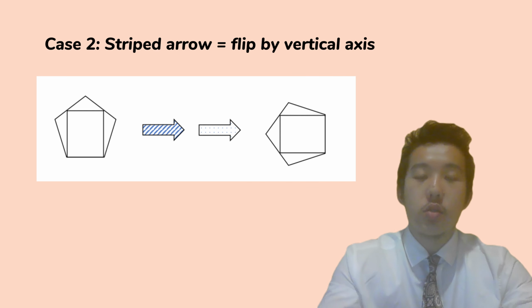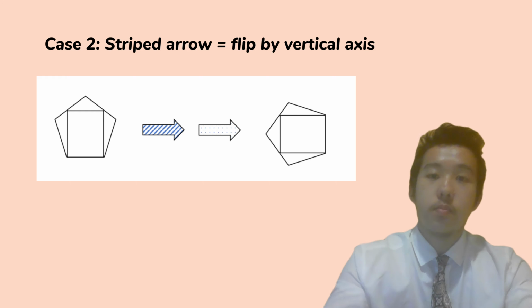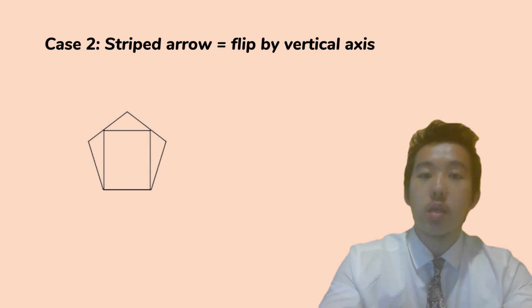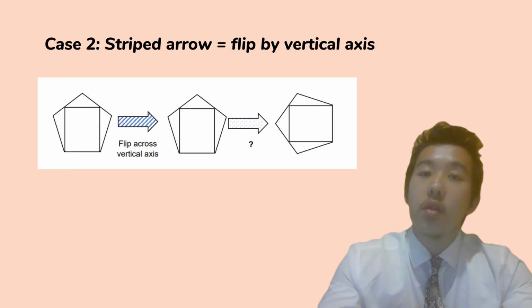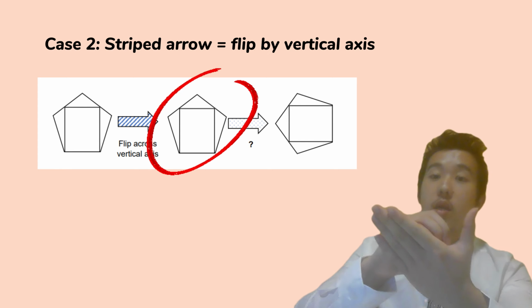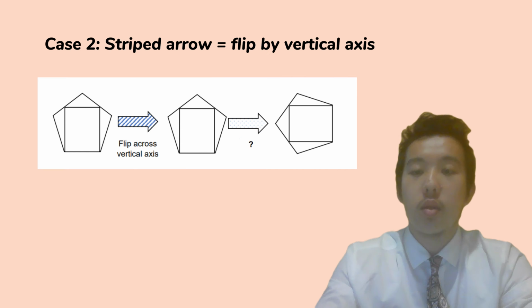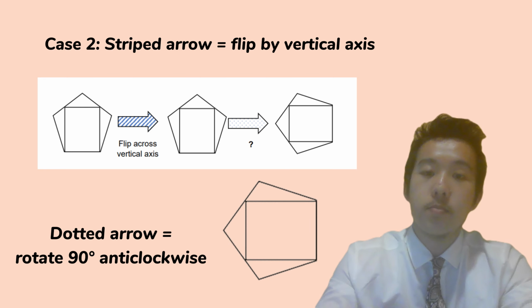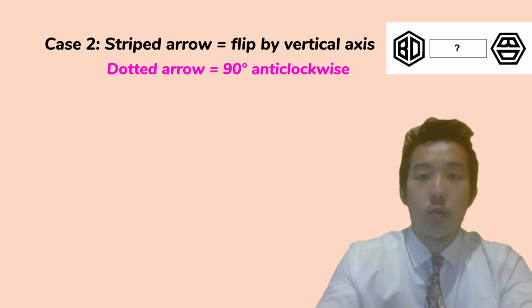We're going to start off case 2 by assuming that the striped arrow means flip across a vertical axis. Now in the third image, a striped arrow is applied first, which flips that design across the vertical axis, as we said. Now after that, the dotted arrow is applied, which takes that middle design all the way to the final design. And it's evident from this image also that the dotted arrow would mean rotate 90 degrees anti-clockwise. So again, we're going to try all the options out and see which one works.